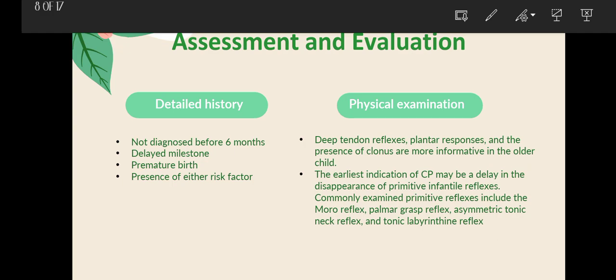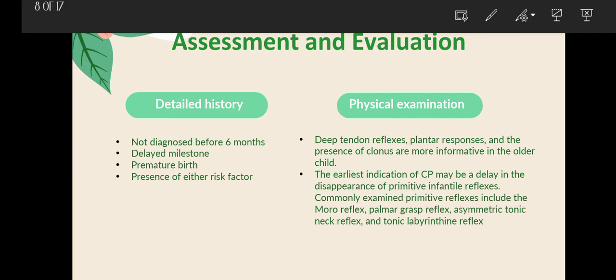Next comes the physical examination. In physical examination, first we are going to see if there is spasticity in the muscle. We are going to perform the range of motion at the joint, like dorsiflexion and plantarflexion. These are restricted. Second comes the reflexes. In the patient suffering from CP, there are exaggerated clonus, plantar responses, and deep tendon reflexes.